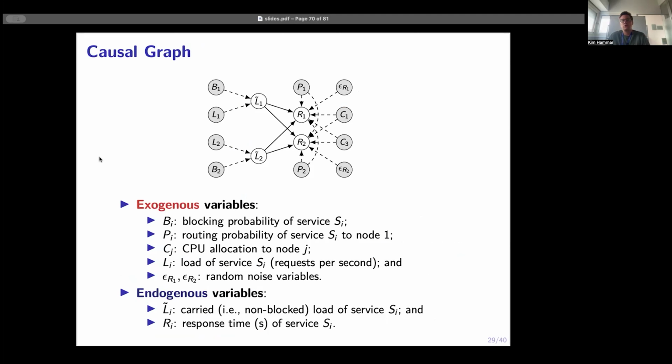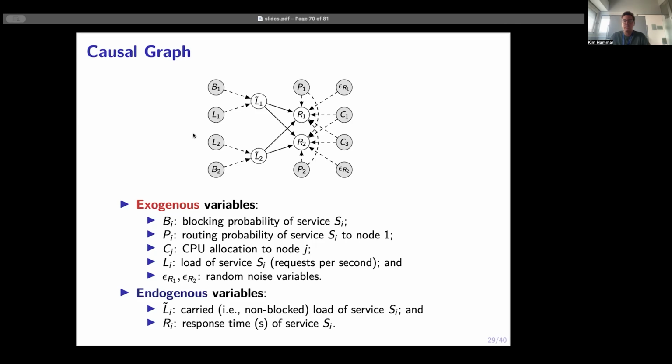And we also introduce two noise variables, epsilon R1 and epsilon R2. And these random noise variables are used to model the fact that the response time of a service request is typically not going to be a deterministic function of the control variables, but rather it's going to be dependent on random effects in the system. And we can model this using these noise variables. Finally, we also have the load variables, which also are exogenous. So the requests per second for service 1 and service 2.